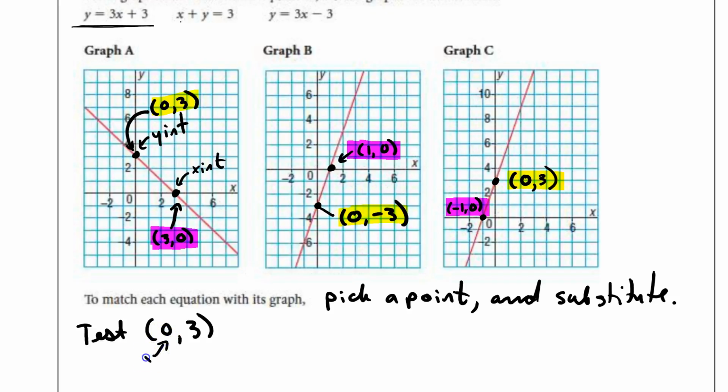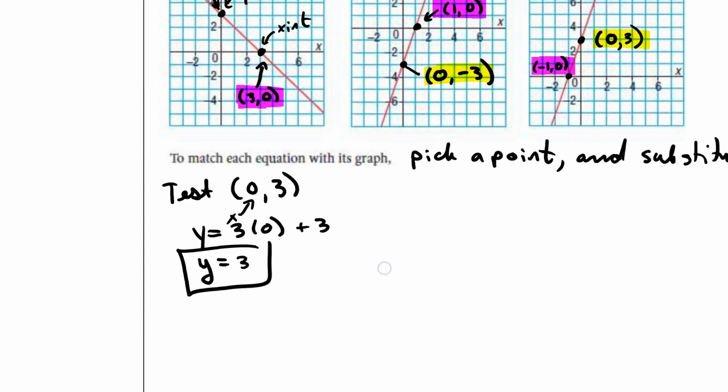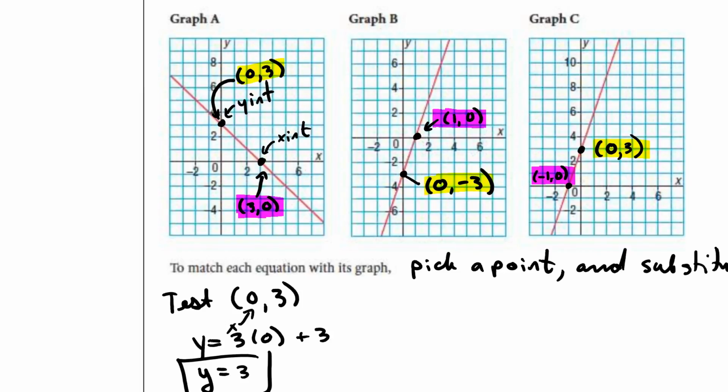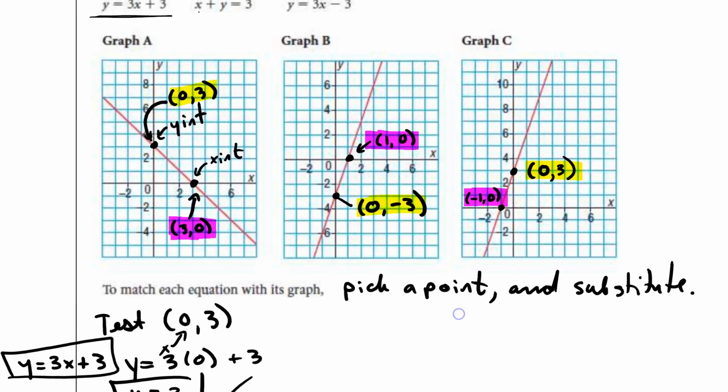So this is my x. I'm going to substitute in x equals 0, and let's see what our y equals. So 3 times 0 plus 3. y equals 3. So on the line y equals 3x plus 3, it does have that point. So this graph could match up with this one.